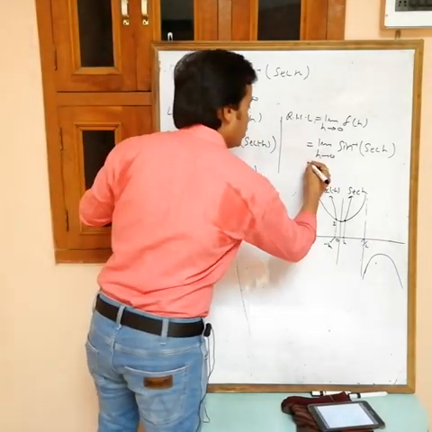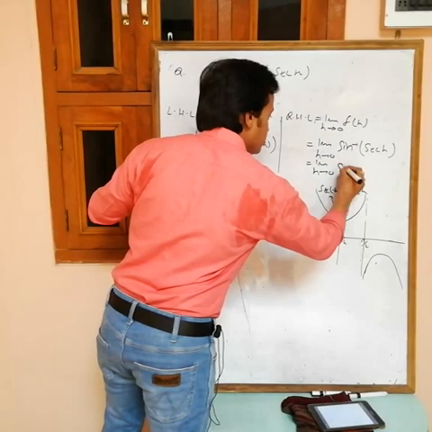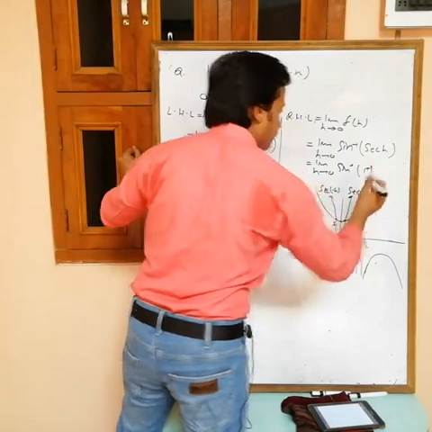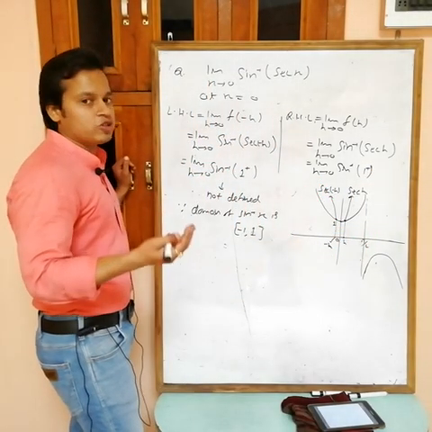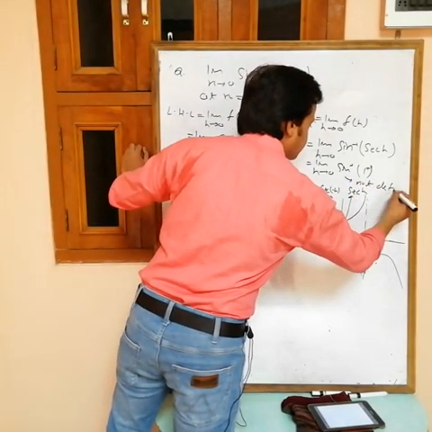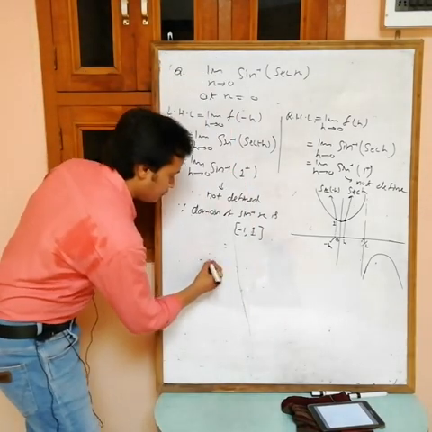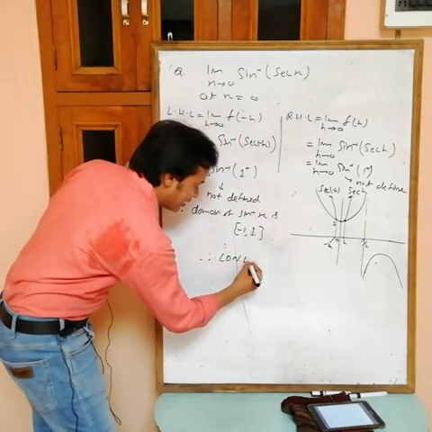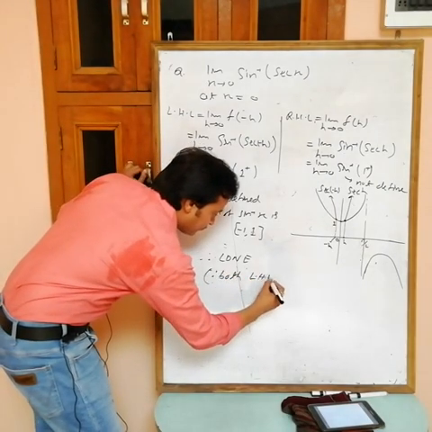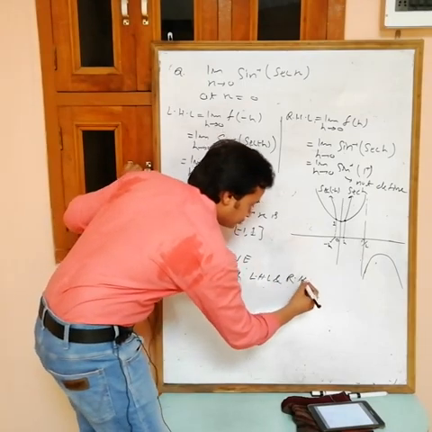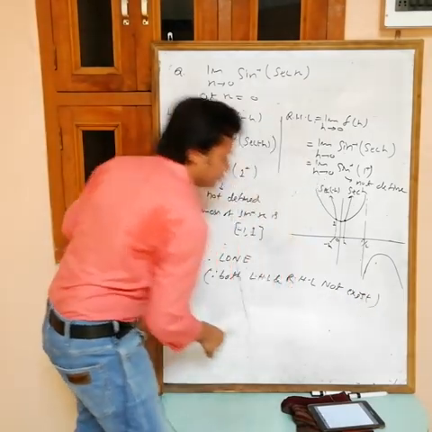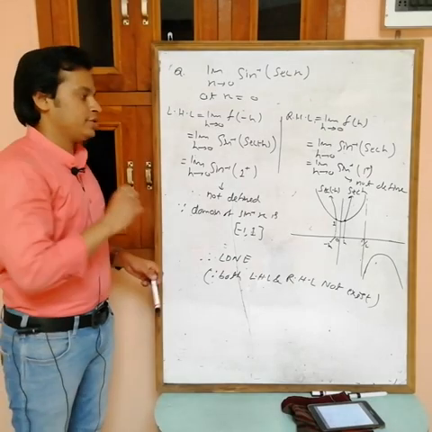Same case here: limit h tending to 0 of sine inverse sec h is also 1 plus, which means just greater than 1. Again sine inverse of 1 plus does not exist, it is not defined. So the limit does not exist. Why does the limit not exist? Because both LHL and RHL do not exist. This is the reason.